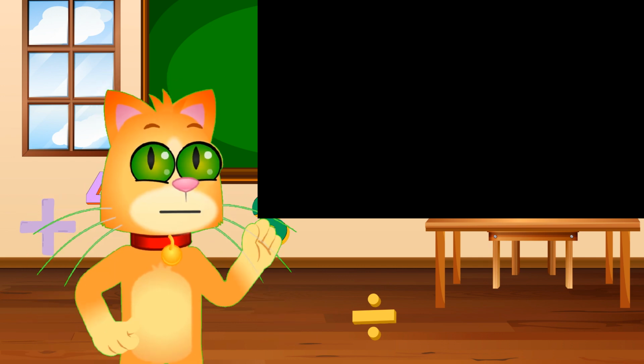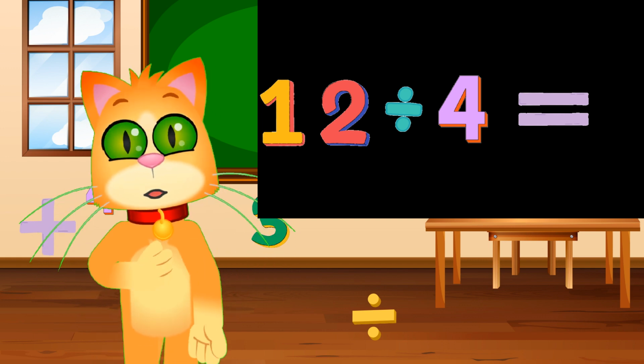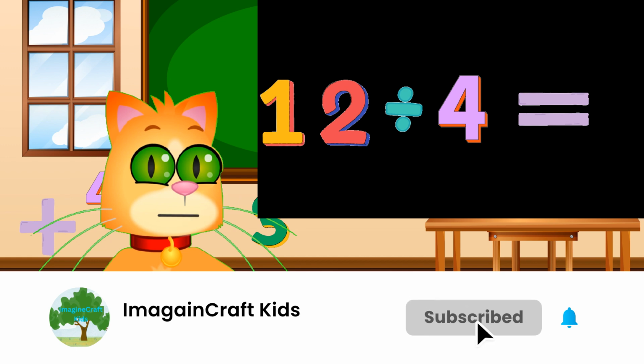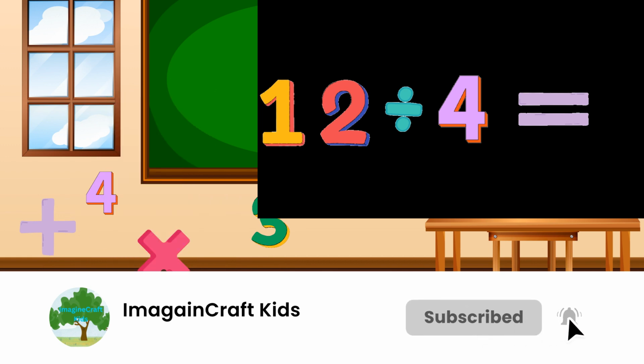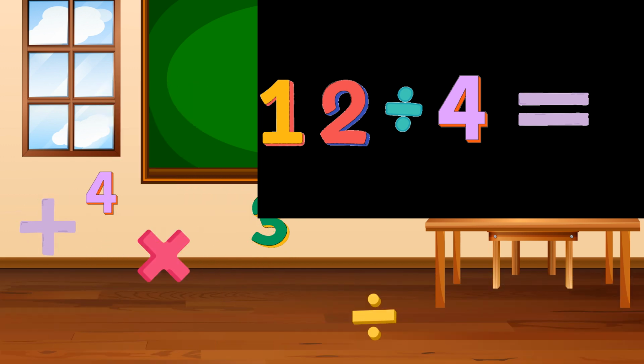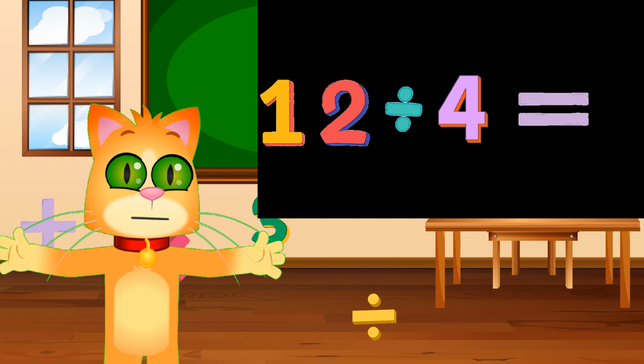Last but not least, division. Imagine you have 12 cookies, and you want to share them equally among 4 friends. How many cookies will each friend get? Let's divide. Each friend will get 3 cookies. Division helps us share things equally among a group.